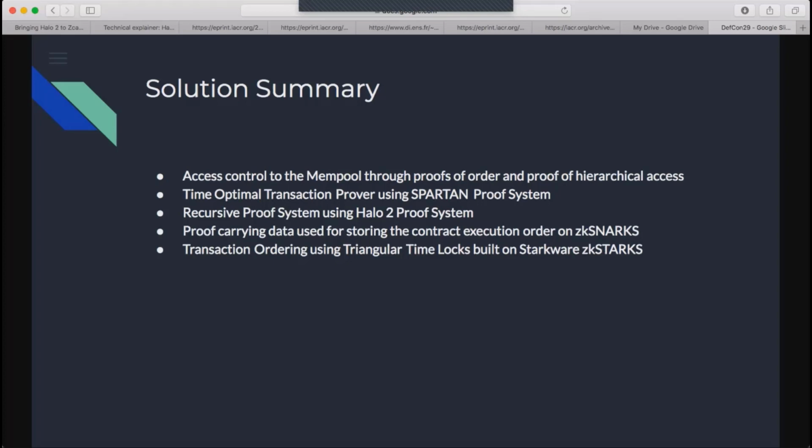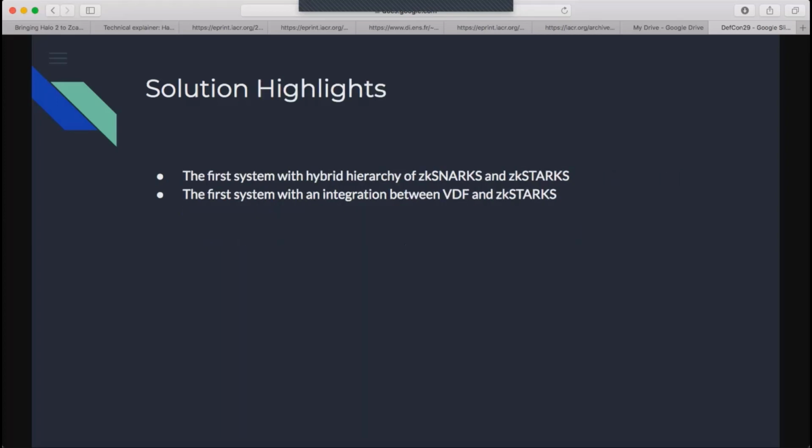So for recursion we are leveraging ZK Snark, and for time locking we use ZK Stark because that's faster, even though the proof size is bigger. But when you look at it, a timestamp or any time property in a distributed ledger is not big in size. So that's why we are confidently using the ZK Stark system, and Starkware's ZK Stark has been the best performing Stark system in recent times. The second one is that this will be the first integration between VDF, triangular time locks and ZK Starks. ZK Stark already has an integration in Starkware, but this will be one of the first hybrid hierarchies of ZK Snark and ZK Stark, and one of the first systems where the VDF will be integrated with the triangular time lock.